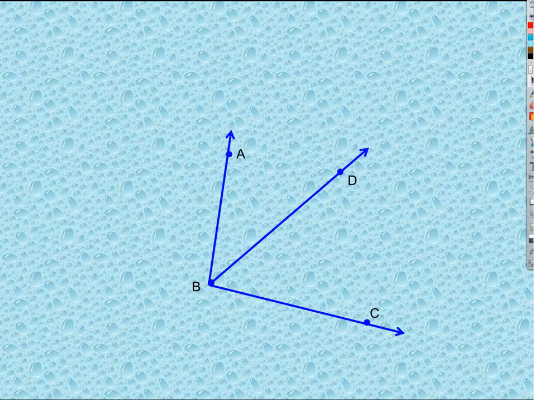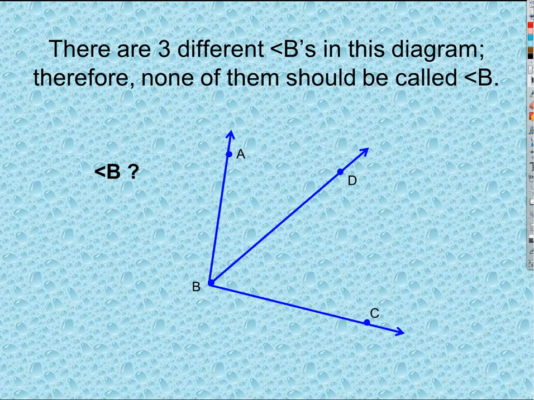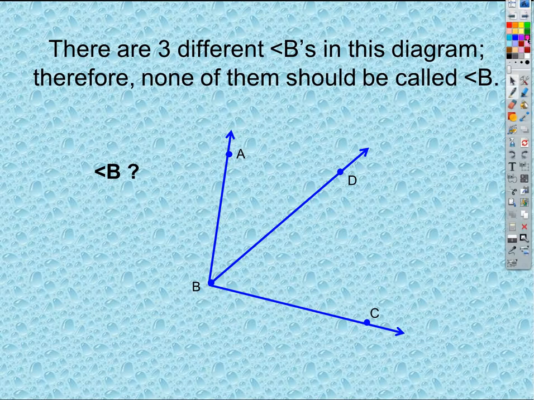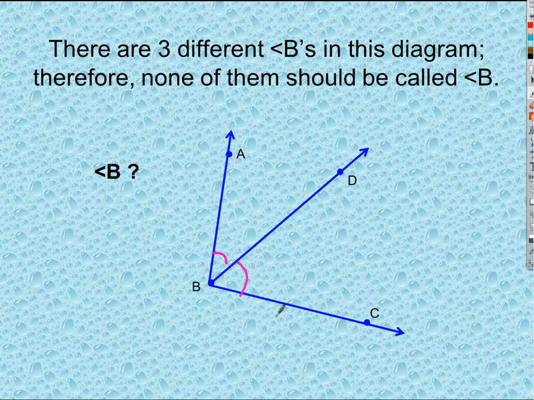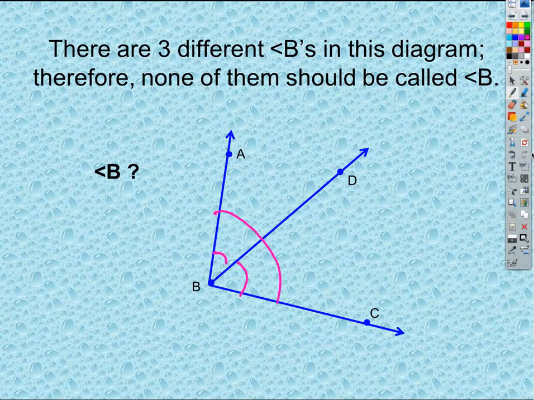Okay, what about this one? Now, I can't call any of these angles angle B. How come? Because there's more than one. We don't know which one we're talking about, right? There are 3 possible angles that I could call angle B here. I could be referring to that one, or I could be referring to that one, or the great big one, right? We don't know which one it is, and so as a consequence, we can't call it angle B. None of those could be called angle B because it's ambiguous. Confusing.